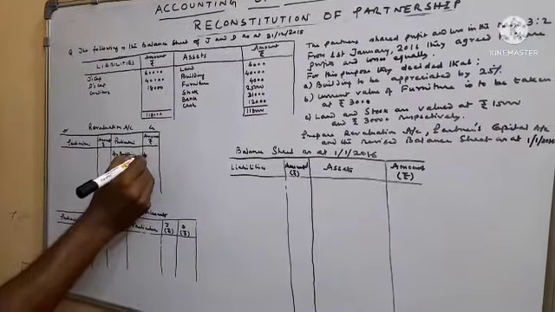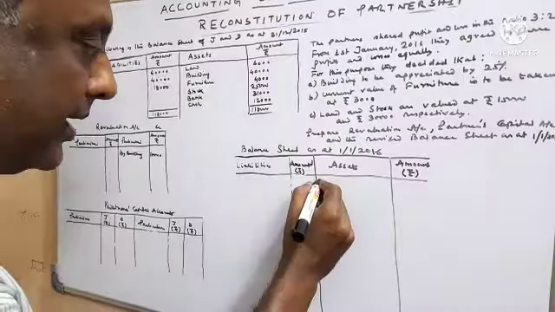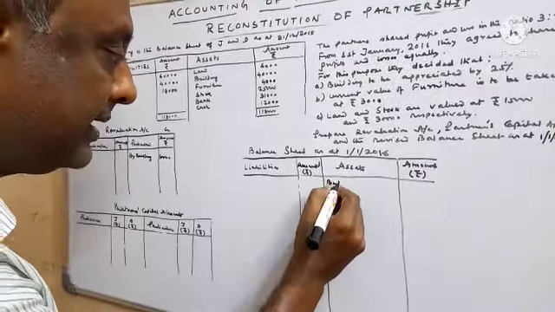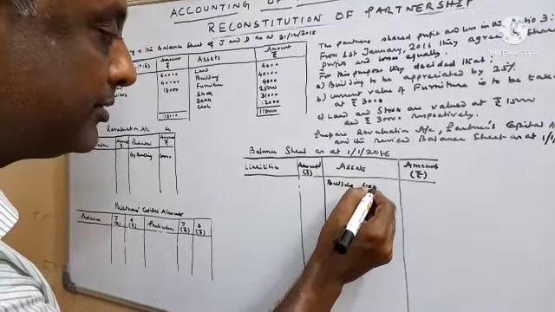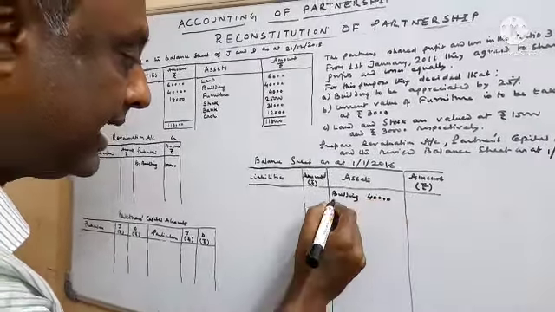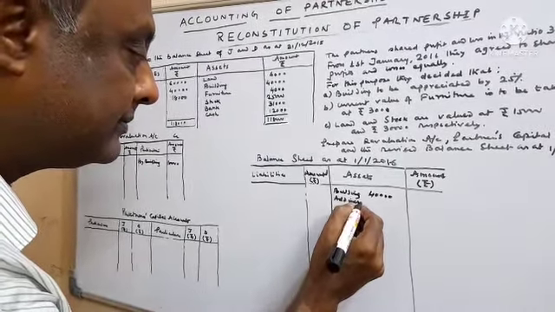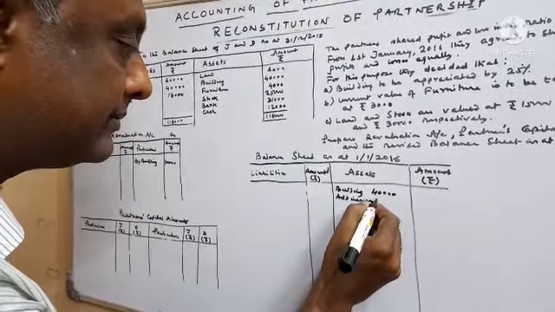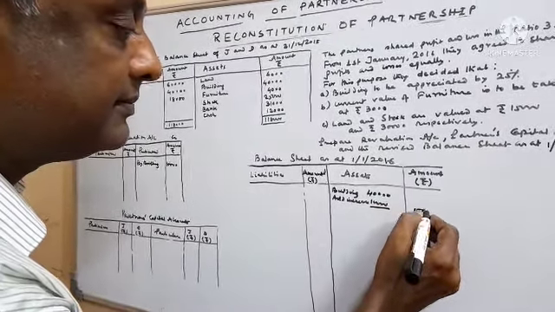How much? 10,000. Now in balance sheet, the value of building will be how much? Value of building will be given in the books 40,000, add increase 10,000. Revised value will be 50,000.